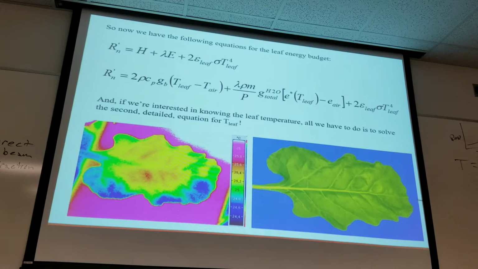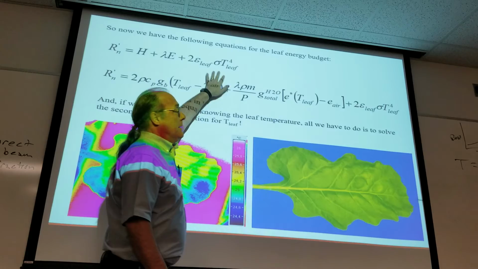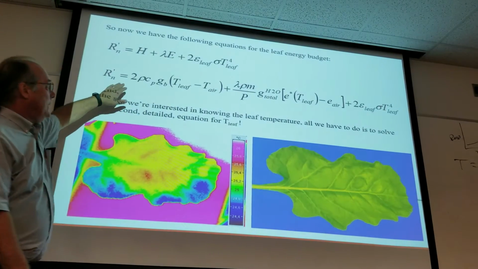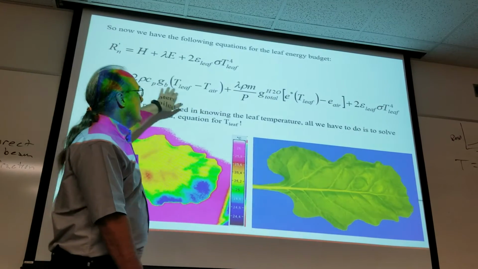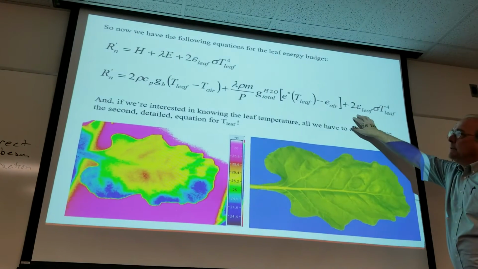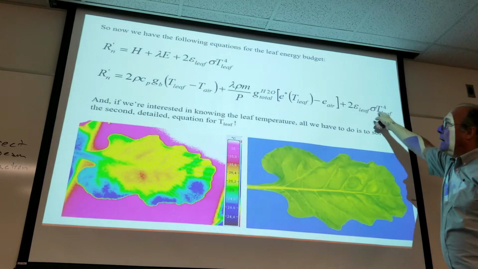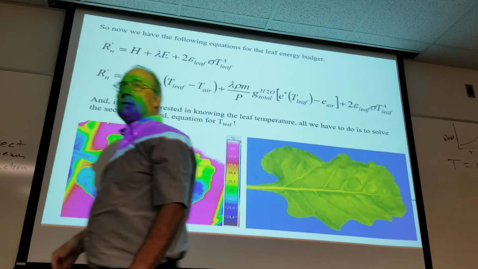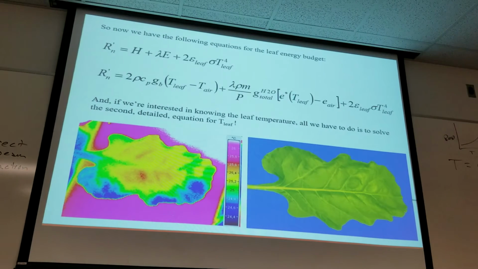All right? So now we have the following equation for the leaf energy budget, where Rn prime equals H plus lambda E plus the emissivity term. And here we have Rn prime is this. Here's H. Here's lambda E in terms of vapor pressure. And here's the emissivity term. Now, if we're interested in the leaf temperature, all we have to do is solve this equation for T leaf and measure everything else. Easy.